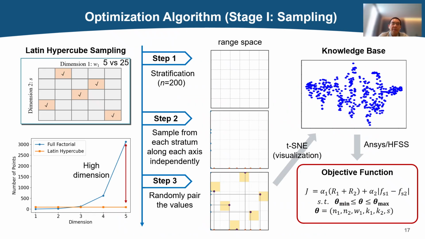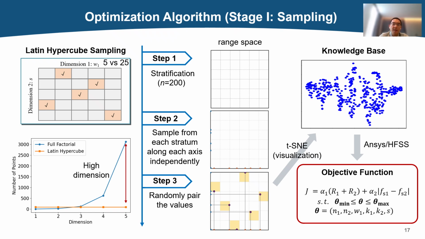The core idea behind the Latin hypercube sampling is to efficiently select a reduced number of sample points that are evenly distributed across the parameter space, rather than exhaustively evaluating all possible combinations as done in full factorial methods. As the number of design parameters increases, the computational advantage of Latin hypercube sampling becomes more significant.